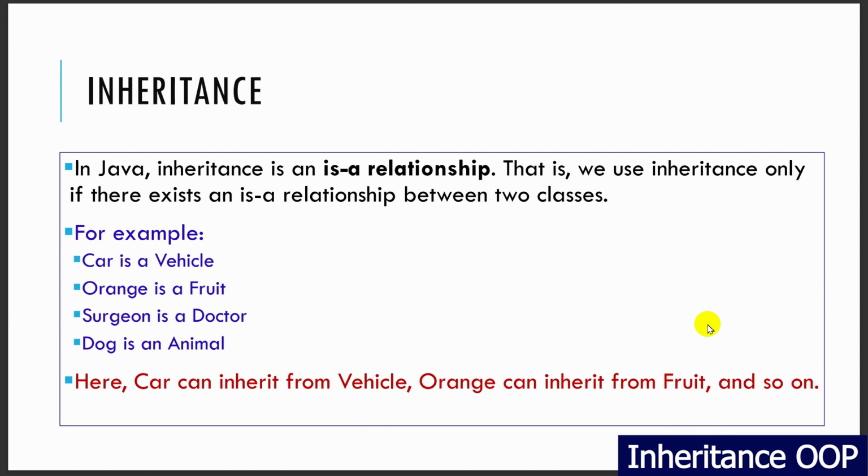So basically, inheritance is a relationship, what we call an "is-a" relationship, that we can use only if between two classes we can say "is a." For example, we have the car class and we have the vehicle class. You can also make an inheritance, right? So car is a vehicle, orange is a fruit, surgeon is a doctor, and dog is an animal.